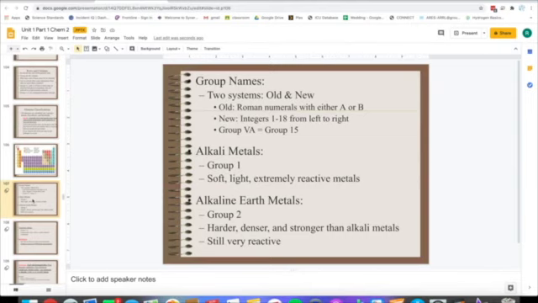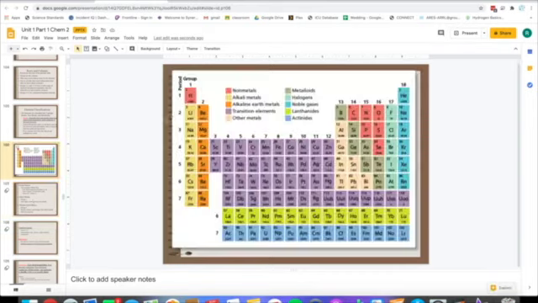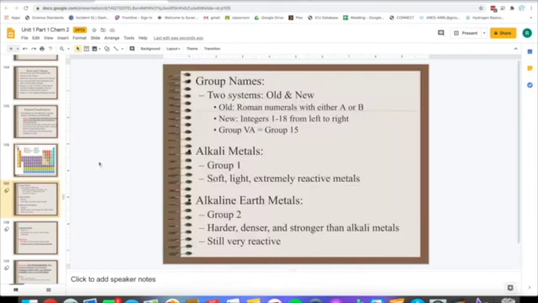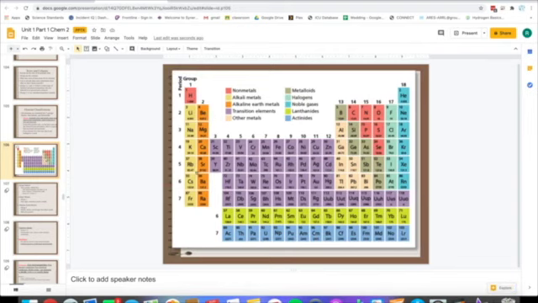Okay, so the ones I just showed you. There are the alkali metals, which is group 1. They are soft, light, and extremely reactive. So that's this first column. Your alkaline earth metals is group 2, which are harder, denser, and stronger than alkali metals, but they're still really reactive. So that's this column.